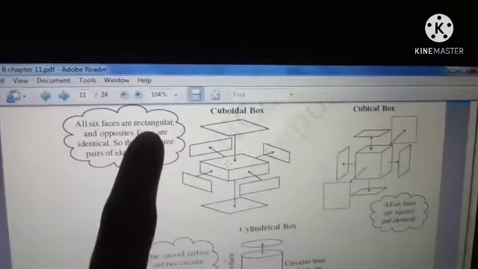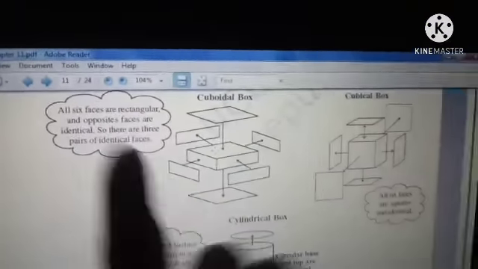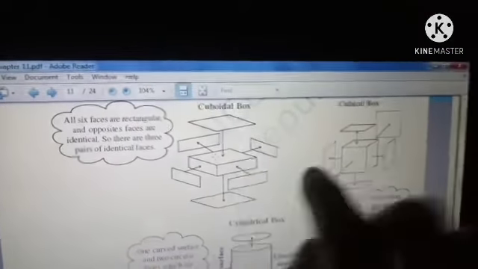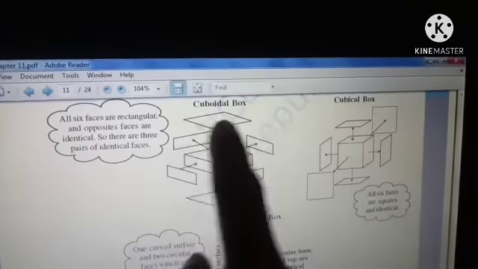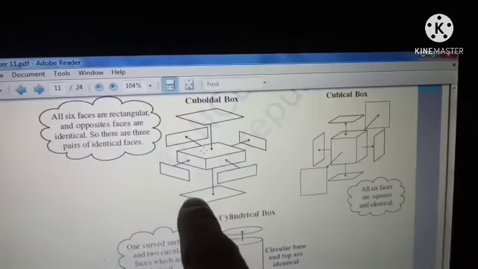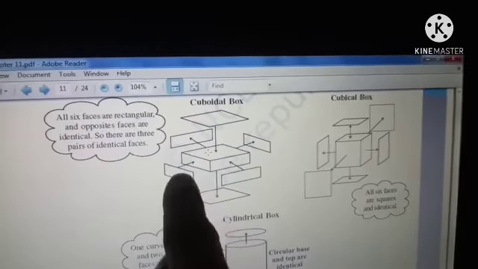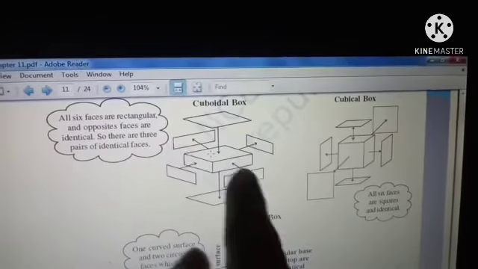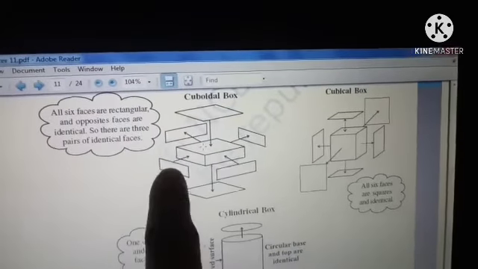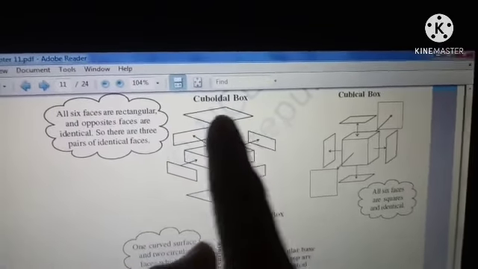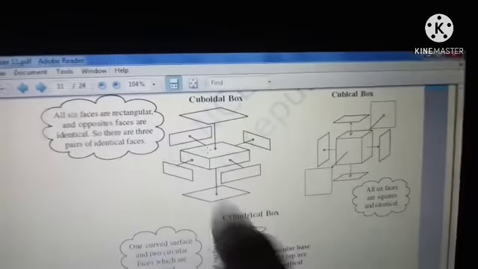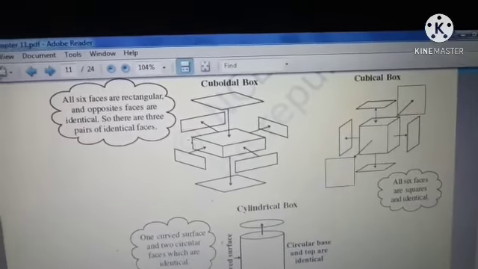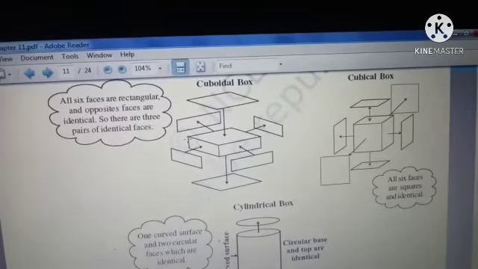This can be asked in any type of question. And opposite faces are identical. Identical means what? Same. They look the same. Even though this is a rectangle shape, we cannot say that this measurement and this measurement are same. Only the opposite faces, this one and this one, are same. This small one and this small one are same. And this small one, this one and this one, are same. So, even though they are rectangular, we cannot say that all are same faces.